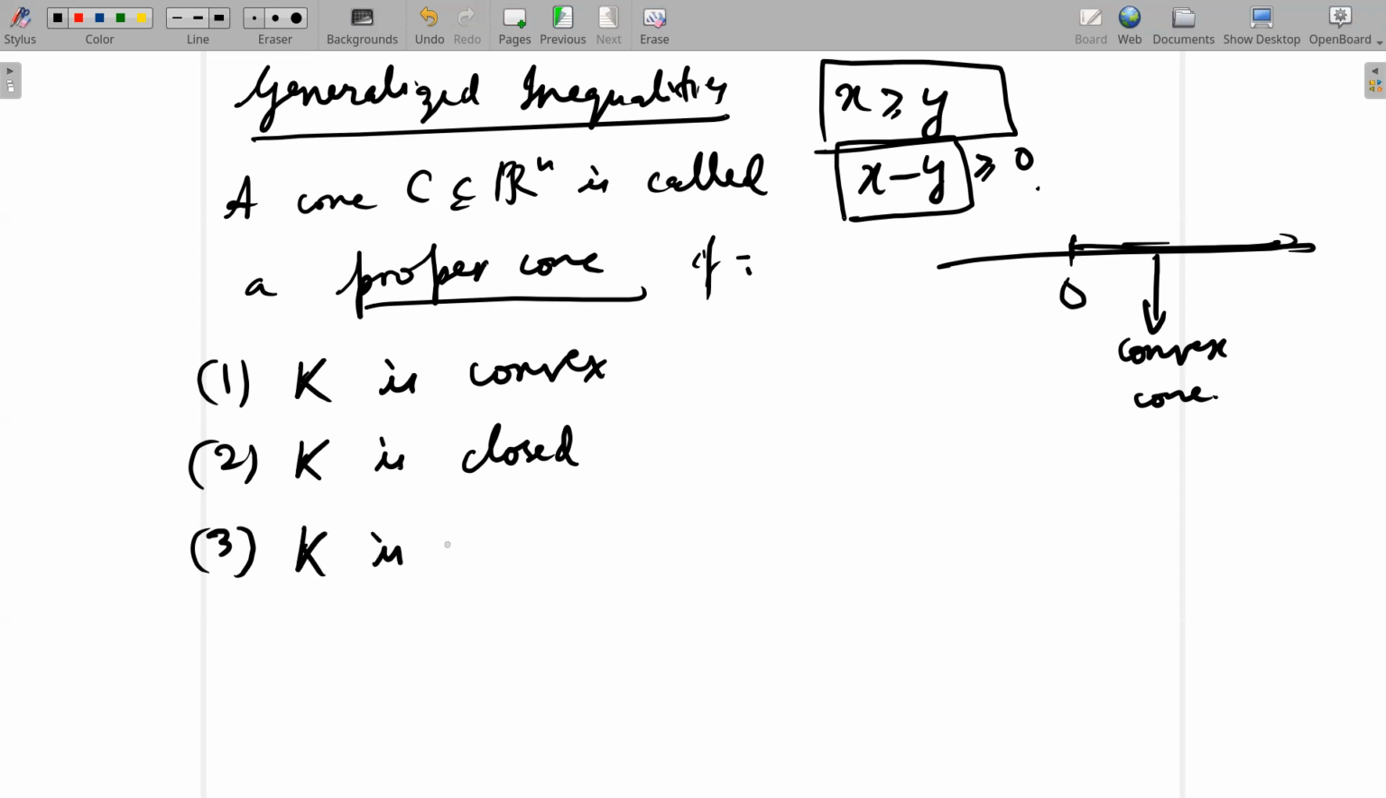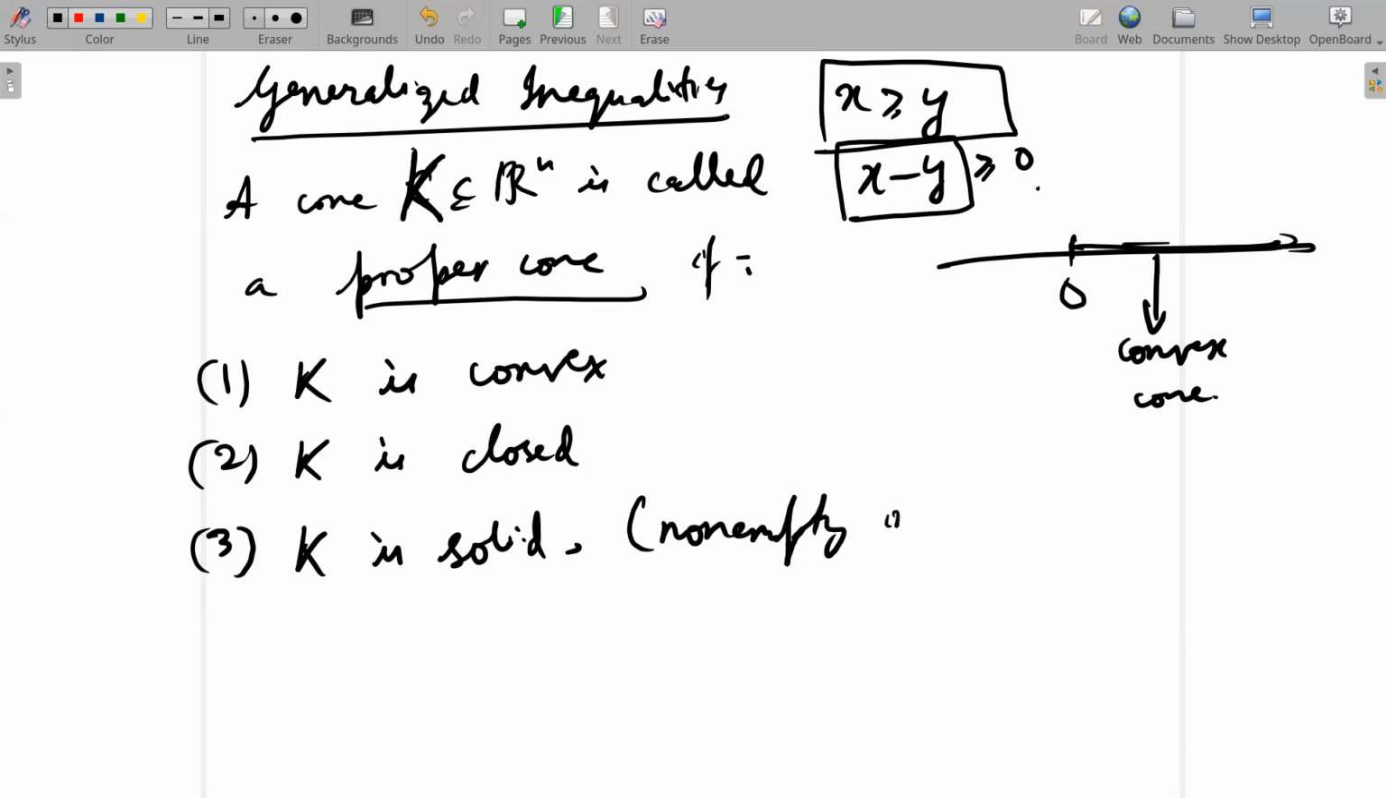K is a subset of R^n, right? Sorry, since I have written K there. So a cone K in R^n is called a proper cone if K is convex, K is closed, and K is solid, meaning it has non-empty interior.